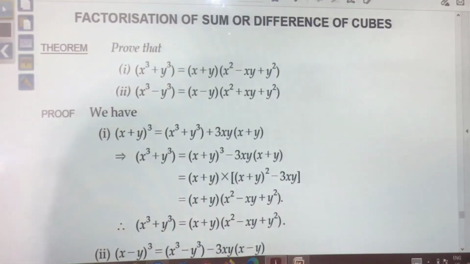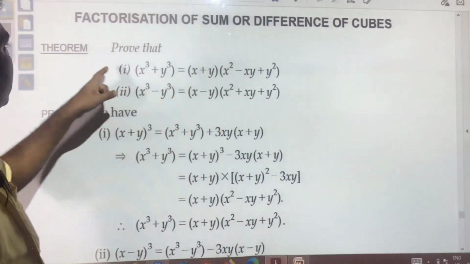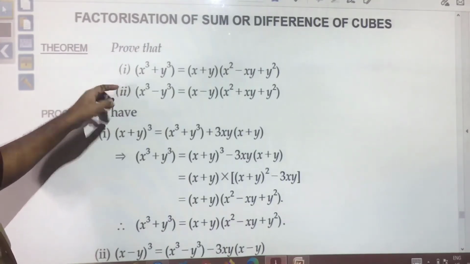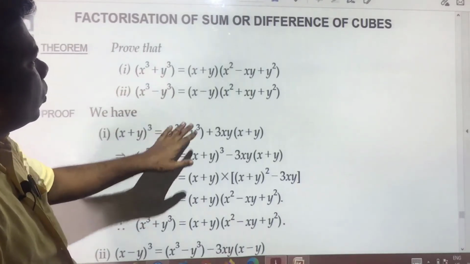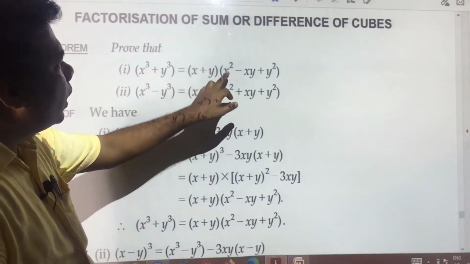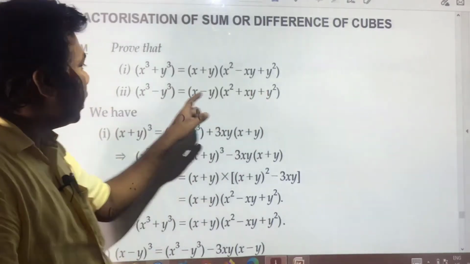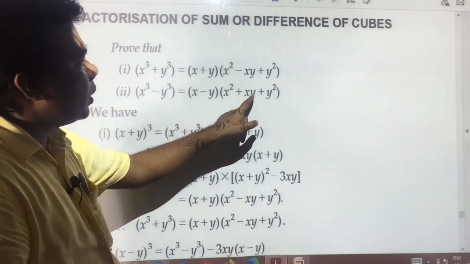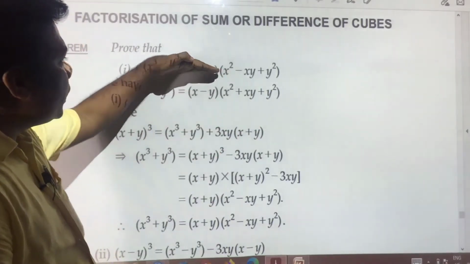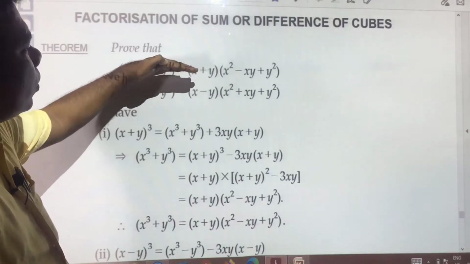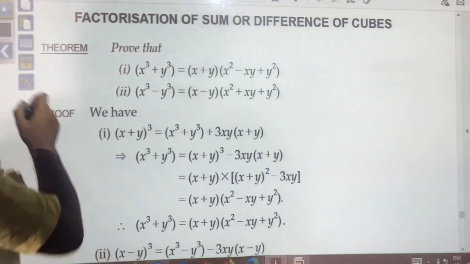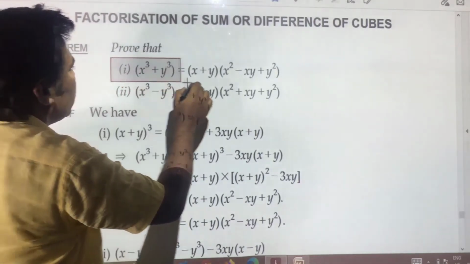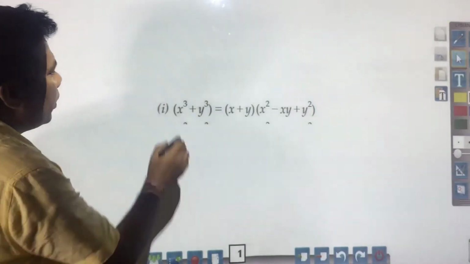Here you have factorization of sum or difference of cubes. Here two formulae have been given: x cube plus y cube is equal to x plus y into x square minus x y plus y square, and x cube minus y cube is equal to x minus y into x square plus x y plus y square. These two formulae we are going to use now. So, first we will see how they are derived.